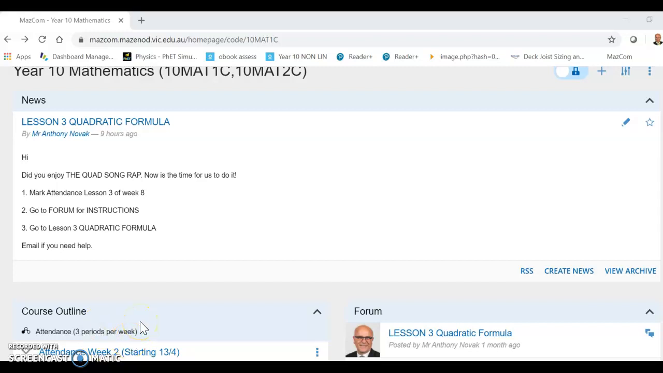Hi, it's Friday and we are doing lesson 3. I hope you enjoyed the quad song. So we have finally got to the lesson where we actually go to use it.